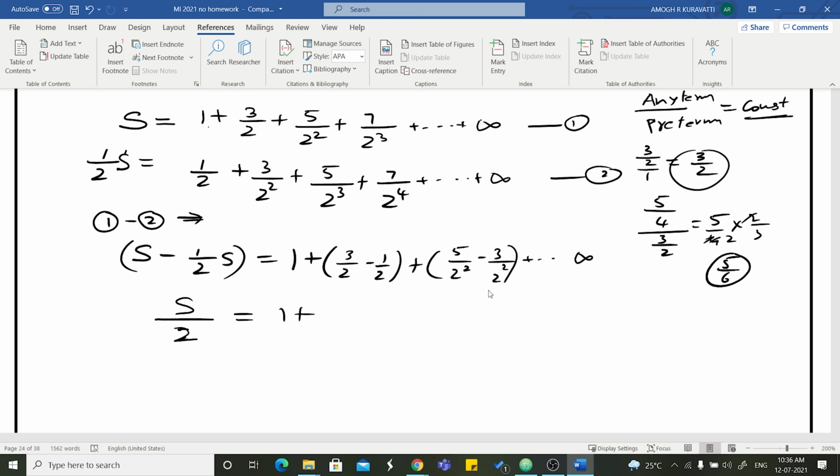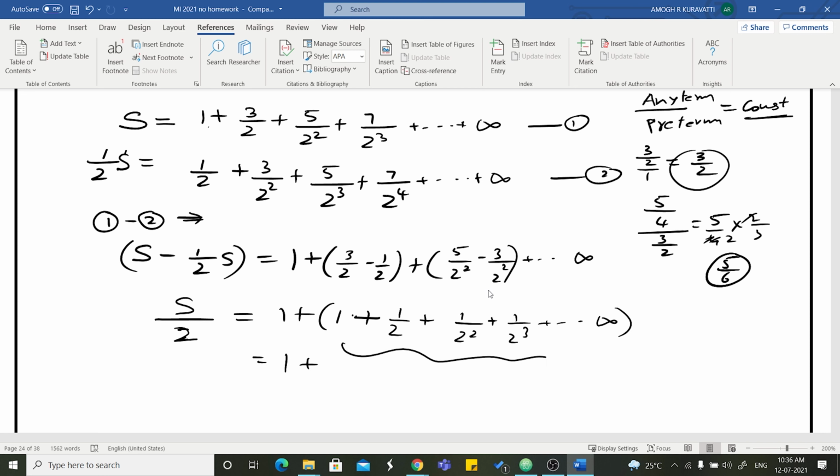3 by 2 minus 1 by 2, how much? LCM 2. 3 minus 1, 2 by 2, that is 1. Correct? Plus 5 by 2 square, 4, minus 3 by 2 square, 4. 5 by 4 minus 3 by 4, 2 by 4, that is 1 by 2. Next number, after simplification, 1 by 2 square, then 1 by 2 cube, and so on to infinity. So that is 1 plus. Clearly, this series is in geometric progression. Clearly, it is in GP.